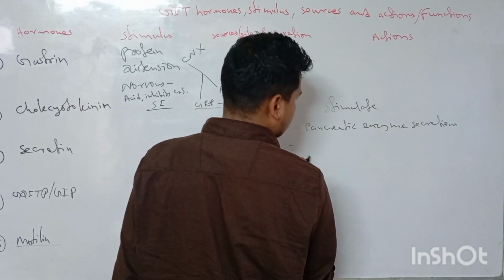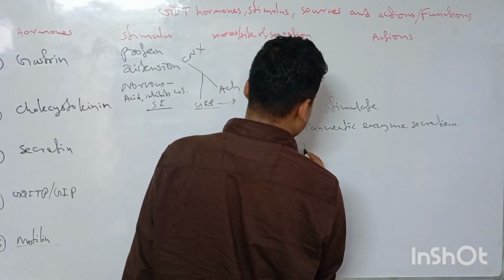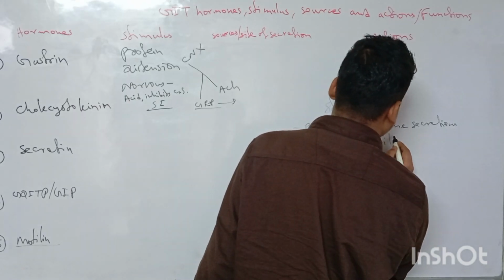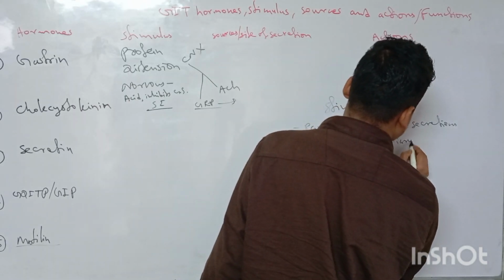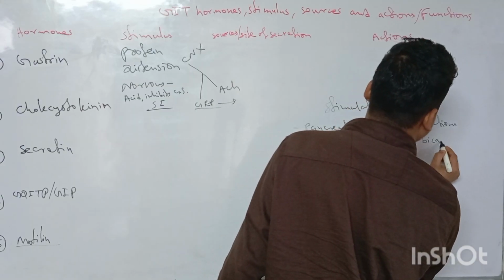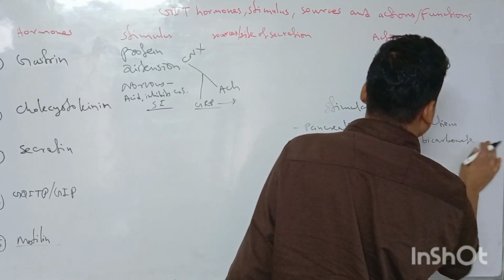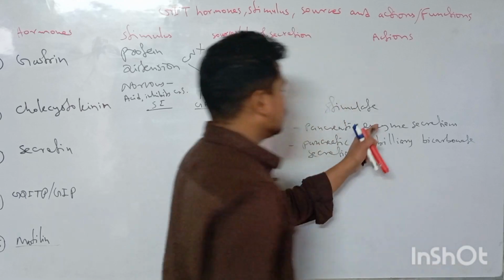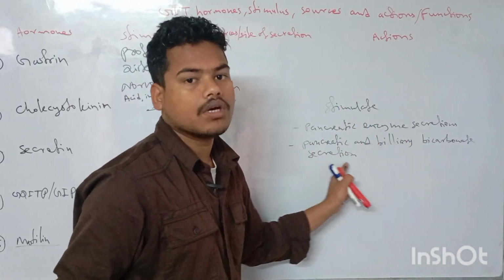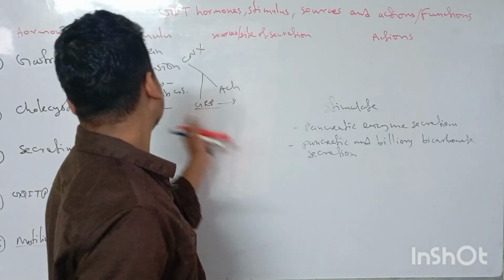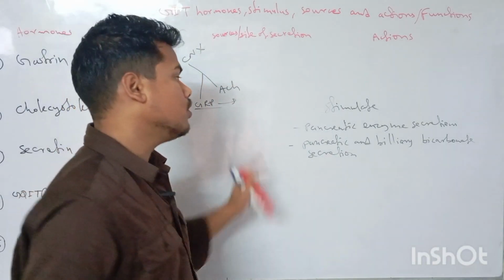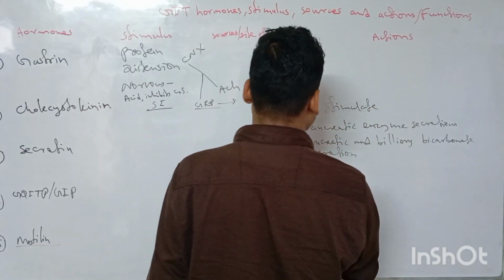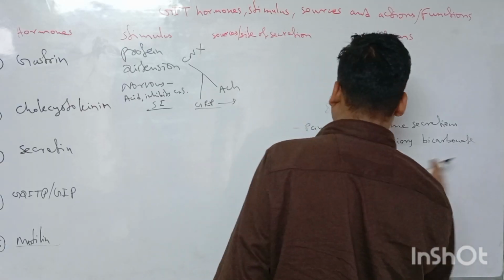Then it will stimulate pancreatic and biliary, from the gallbladder, bicarbonate, mainly the sodium bicarbonate secretions. Why? This is for the digestion and this is for the neutralization of the pH, because these enzymes will work in the slightly basic pH only. And chyme from the stomach contains a highly acidic content, that is, a low pH.